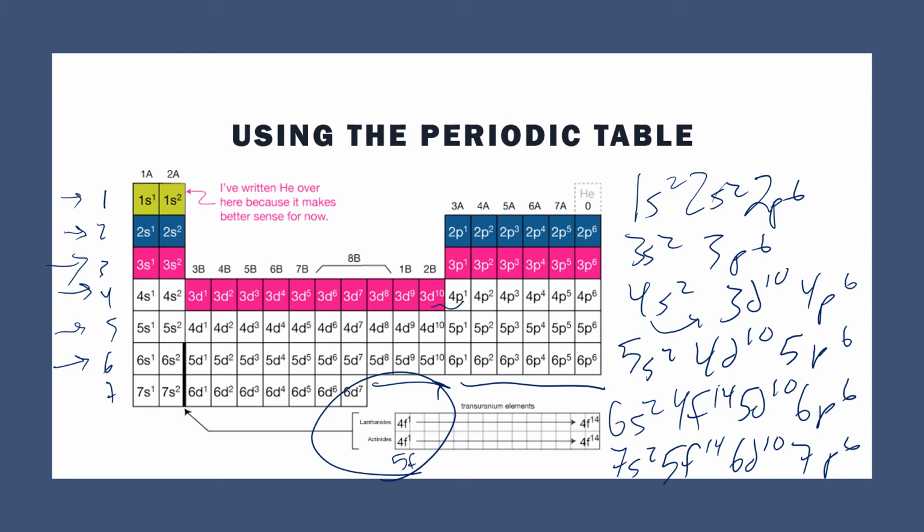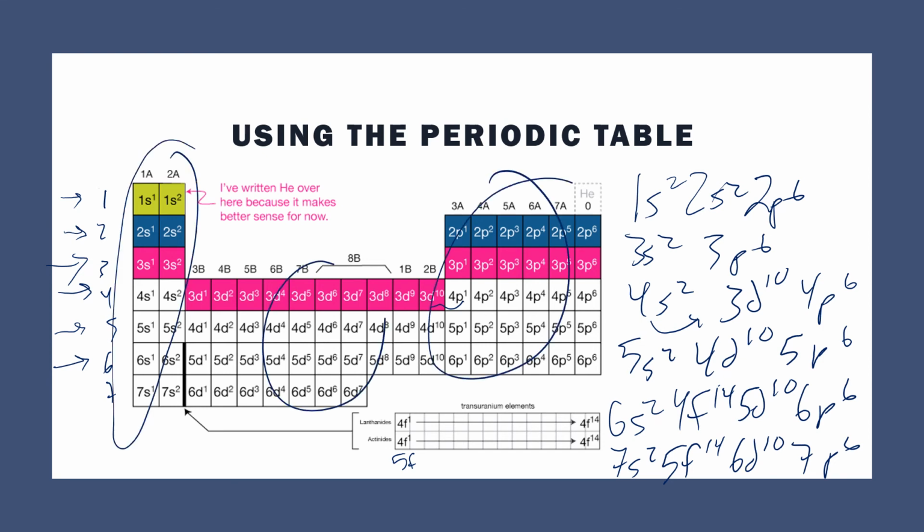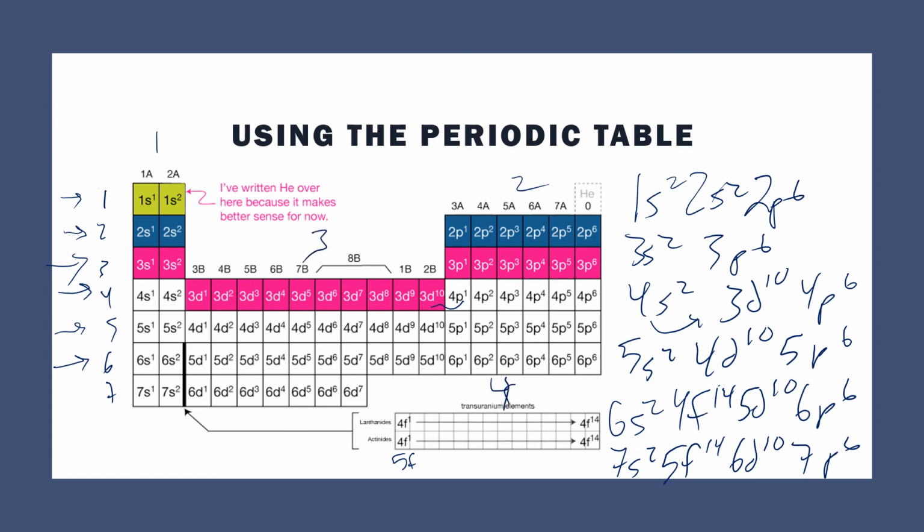So that's how you can use the periodic table to remember the order of these orbitals. You could memorize them if you want to, but I think that's kind of a little extra. S block, P block, D block, F block, and then you start numbering them. Start the S block at 1. The P block starts at 2, D block starts at 3, F block starts at 4. 1, 2, 3, 4. There is no such thing as a 1p. There's no such thing as a 2d. There's no such thing as a 3f.